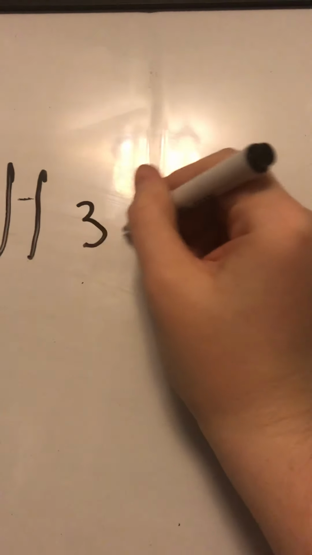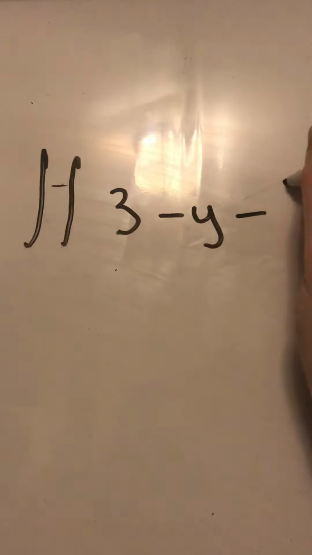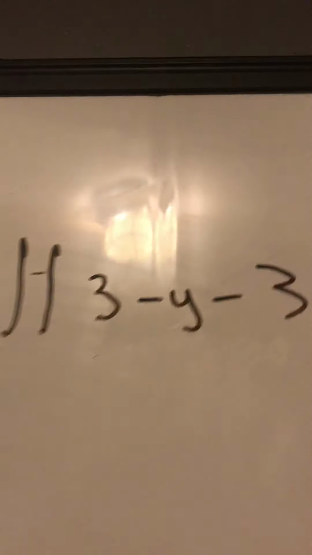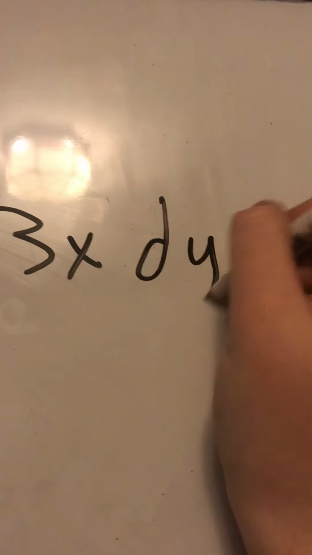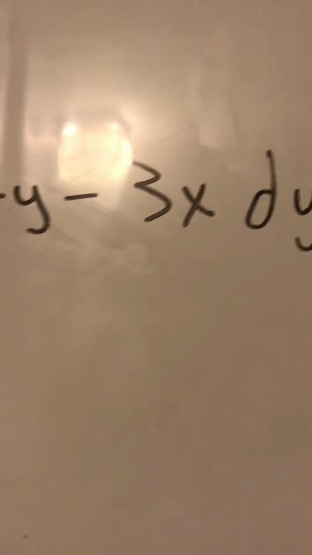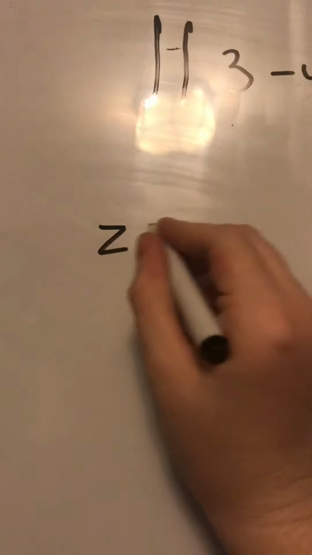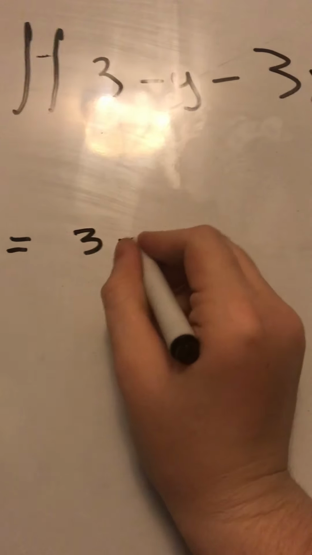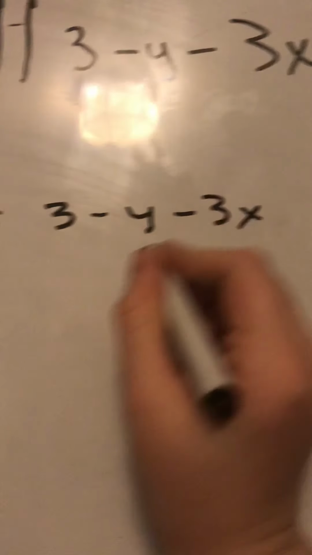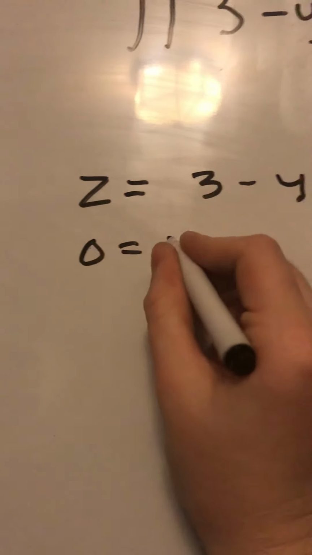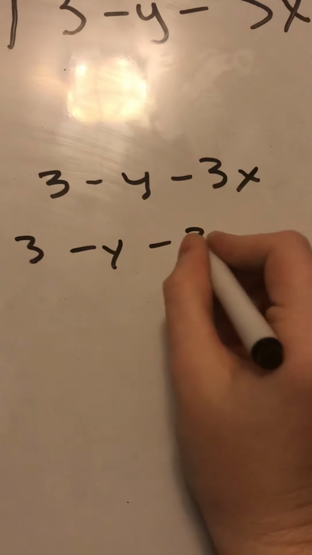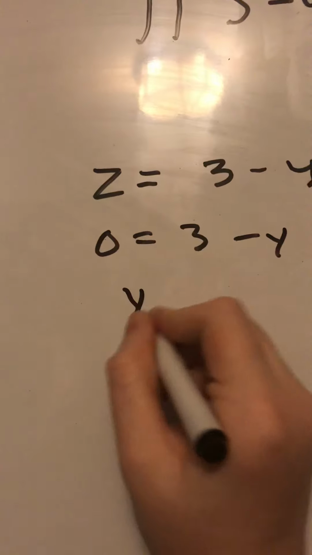So we want the integral of the function 3 minus y minus 3x, and that's what z equals. Z equals that function. And in order to find our limits of integration, I'm doing this dy dx because that's what I like to do. In order to find our limits of integration, we have z equals 3 minus y minus 3x. Plug in 0 for z. Solve for y.